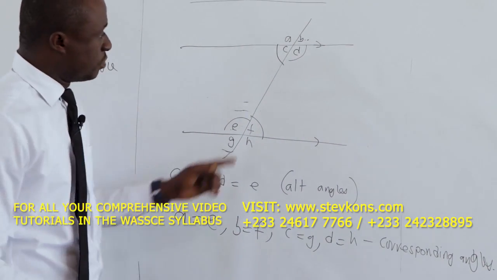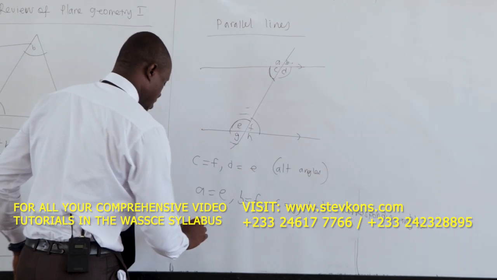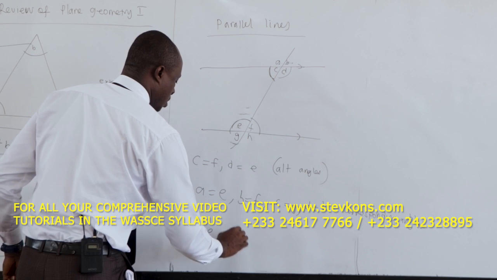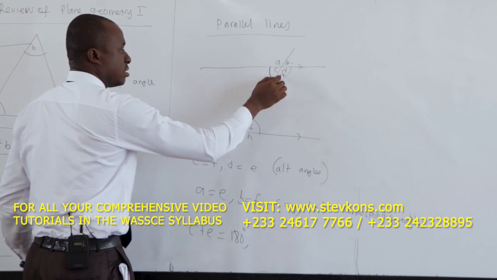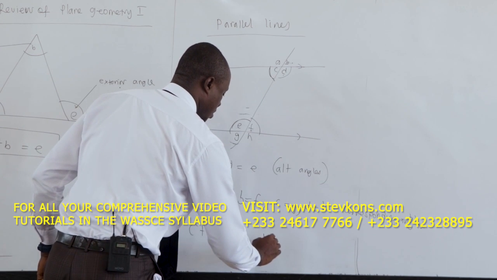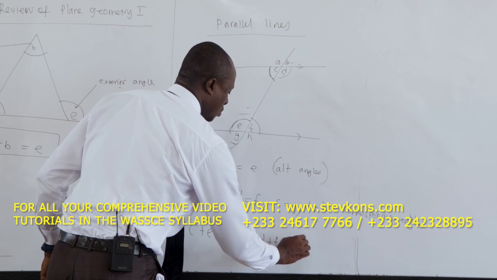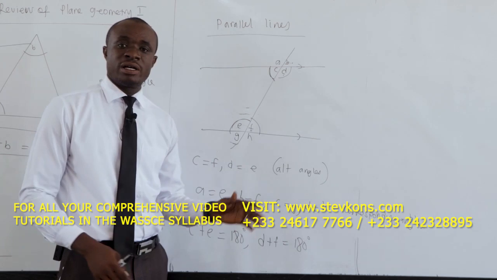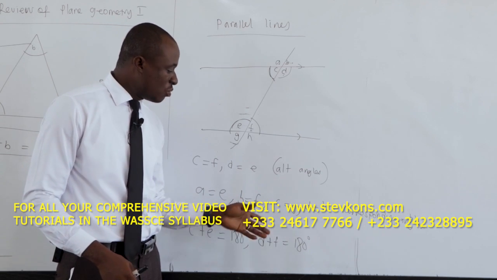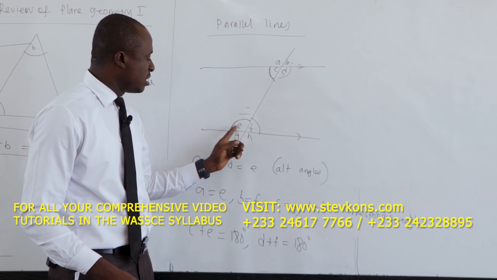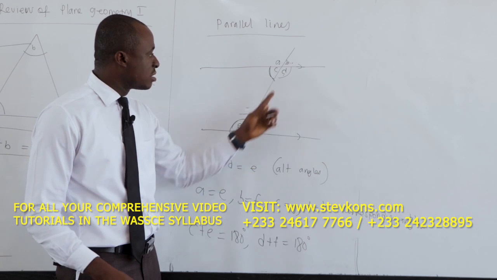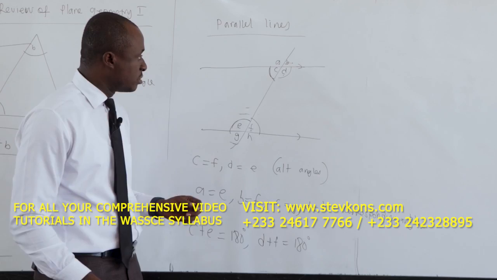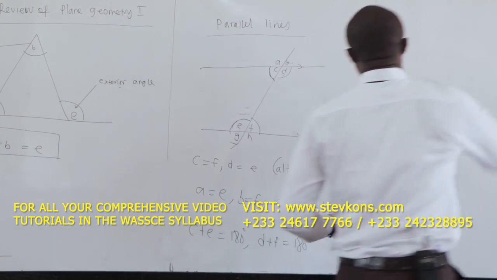And then also, let's see C plus E. You're saying C plus E is equal to 180 degrees. D plus F is also equal to 180 degrees. We are saying that co-interior angles add up to 180. So C and E are co-interior angles. D and F are also co-interior angles.